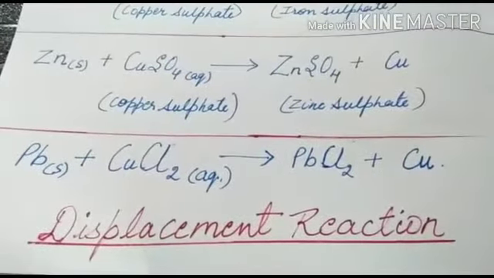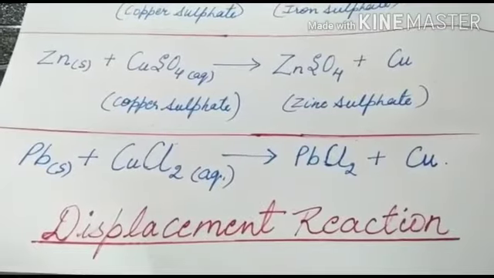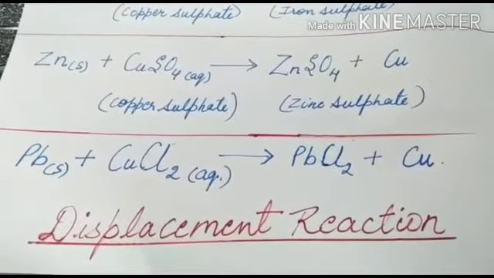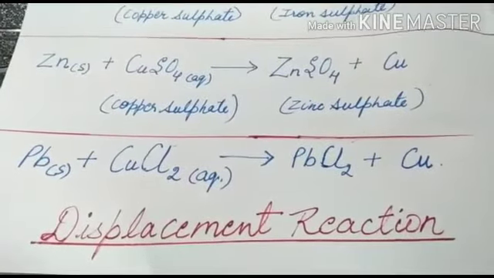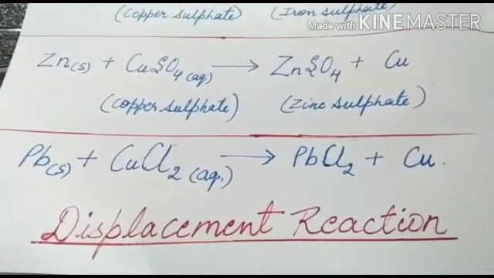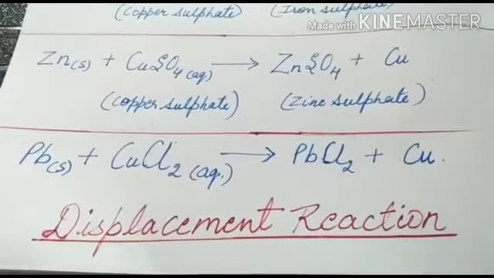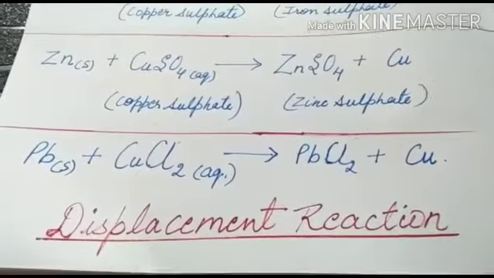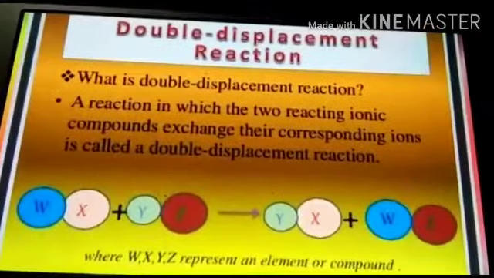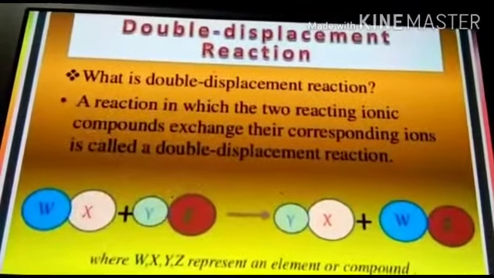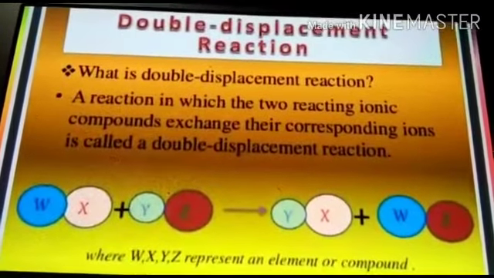Displacement reaction may also be defined as when a more reactive metal displaces a less reactive metal from its salt solution. It is called a displacement reaction. Let us now see the next reaction, double displacement reaction.